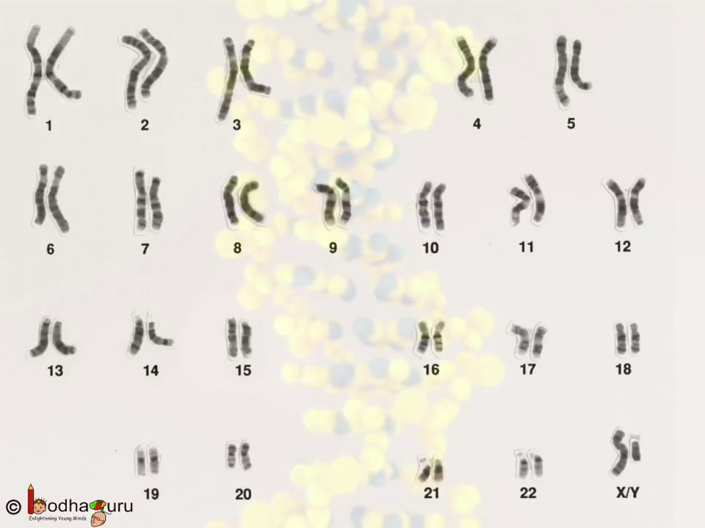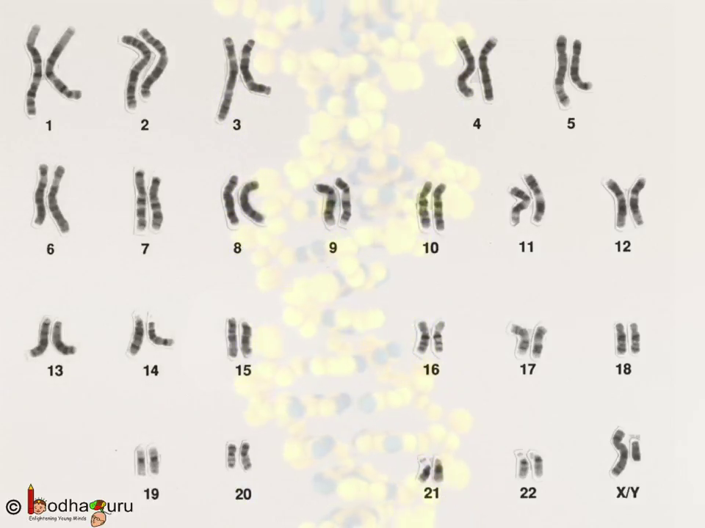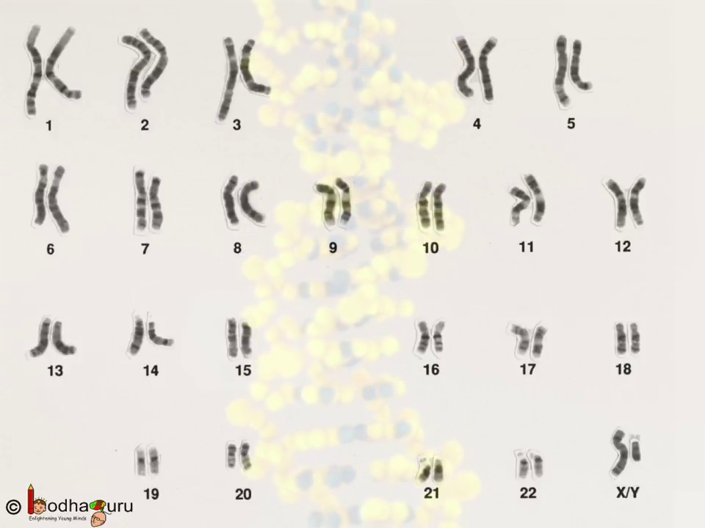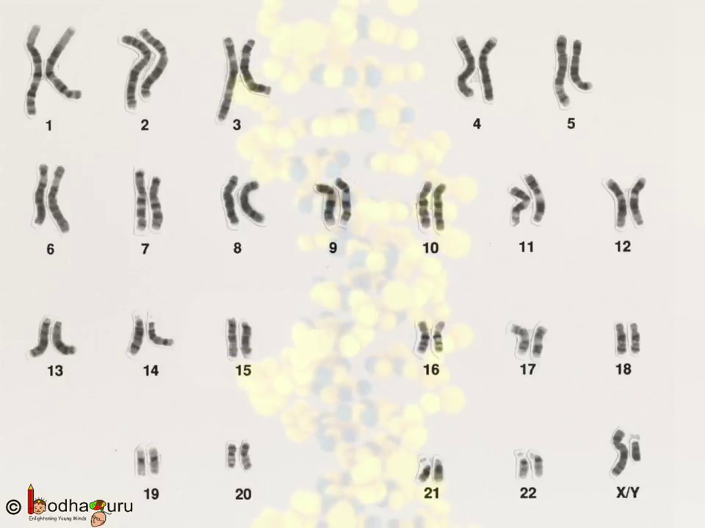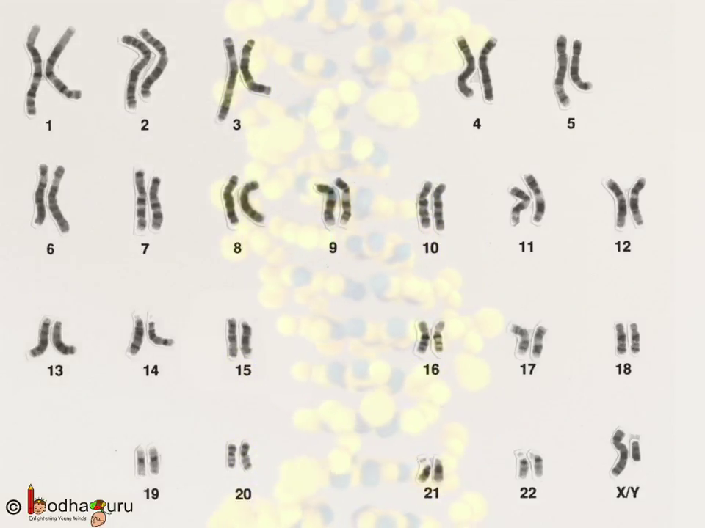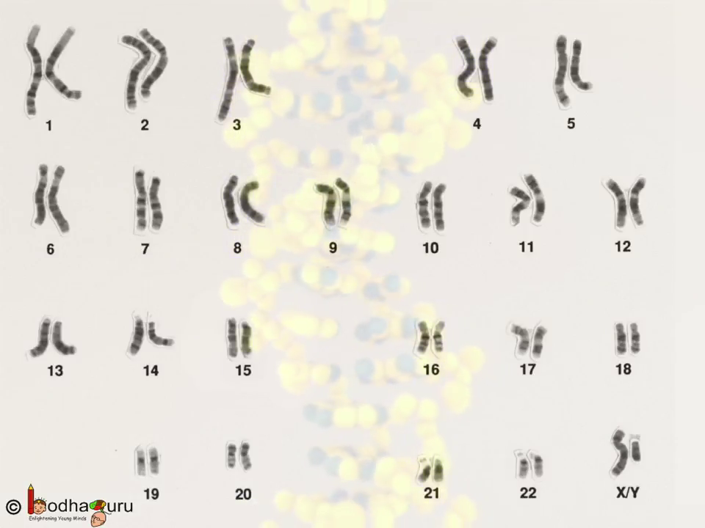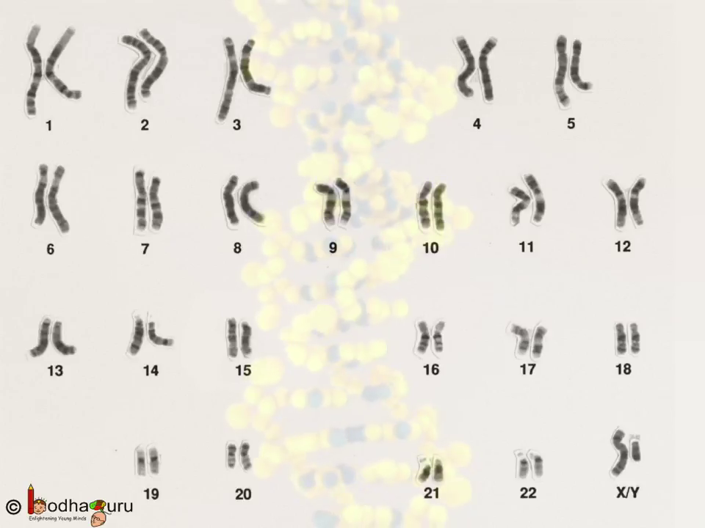We have 46 chromosomes, that is 23 pairs of chromosomes in each cell. And we use the word pair because for each trait there are two versions, that is two DNA materials, one from each parent, that is father and mother.